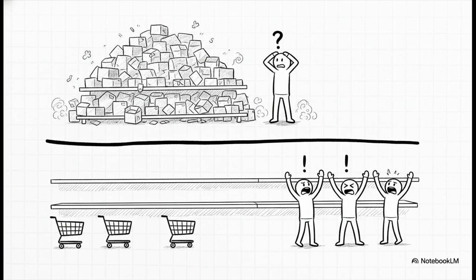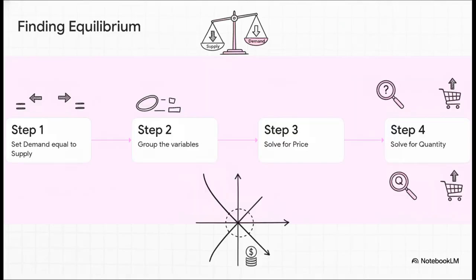On the other hand, any price set below equilibrium creates a frantic market shortage. Buyers want a ton of the cheap product, but suppliers flat out refuse to make it at such a low price. The cool part is, we don't have to just guess where this equilibrium is. We can actually calculate it using a numerical example.